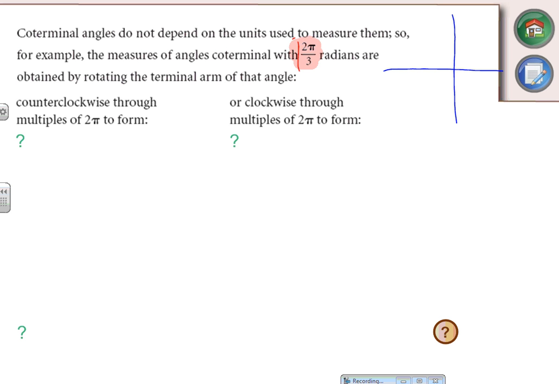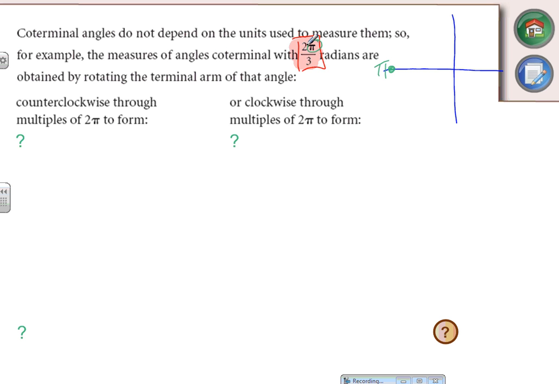Radians is fraction-based. We've got pi. I know that pi is 180. That's the one thing you really need to remember. Pi is 180. 180 is pi.